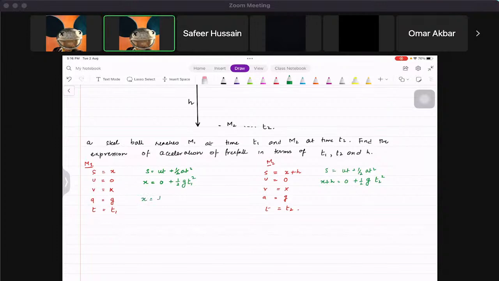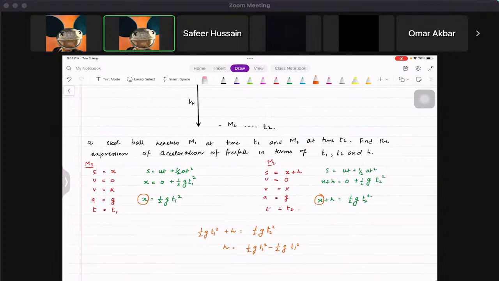Okay, x is equal to half g t1 squared, and x plus h equals half g t2 squared. Now you see, we can replace this x right here with this x, and if I do that, I'm going to get half g t1 squared plus h equals half g t2 squared. Okay, now I want g. So I want to take the whole equation to one side. So h will be equal to half g t2 squared minus half g t1 squared. And then I want to take g as common.